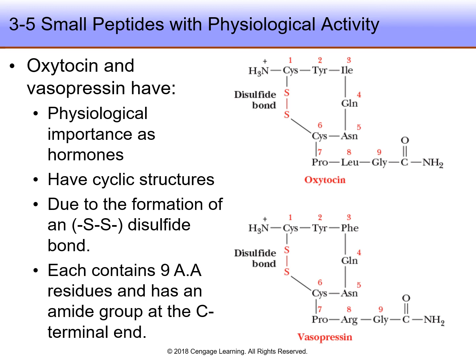Now the difference between these two peptides is that oxytocin has an isoleucine at position 3 and a leucine at position 8, whereas in vasopressin position 8 is arginine. Here we have arginine, here we have leucine. Here at position 3 we have isoleucine, here we have phenylalanine.